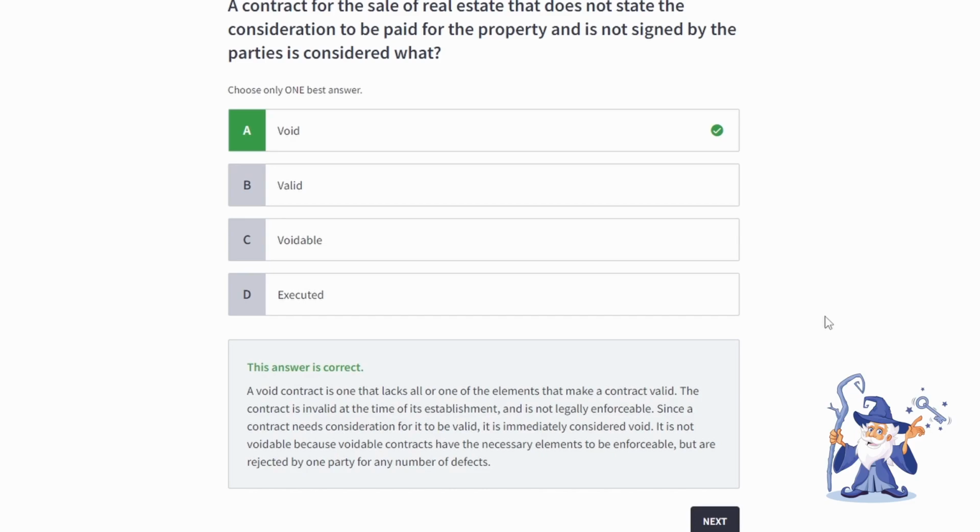See the difference? Hopefully. Yeah, you need to be able to tell the difference between obviously void, voidable, and valid, and even executed, which might come up later on this practice exam, but we'll see. So yeah, if you're unfamiliar with those things, I highly encourage you, recap and study those.